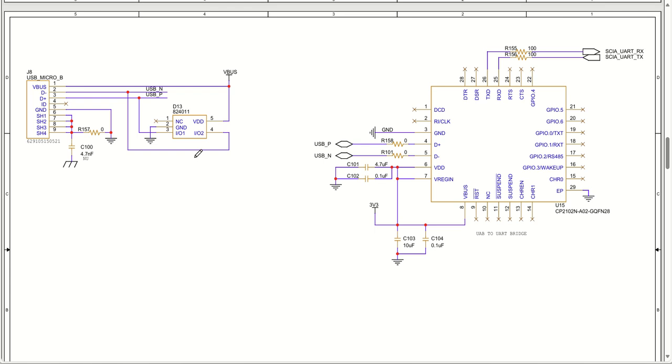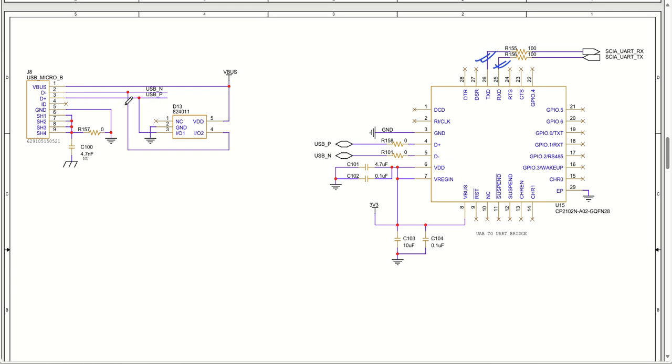Now let us talk about a UART to USB bridge. With this UART to USB bridge, we have the TXD and RXD signals of this particular UART to USB bridge from Silicon Labs, and it gives us the USB positive and USB negative signals, that is D+ and D-, which get connected to my micro USB connector as USB N and USB P.